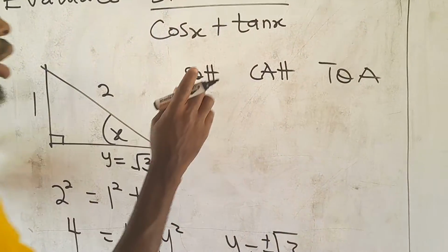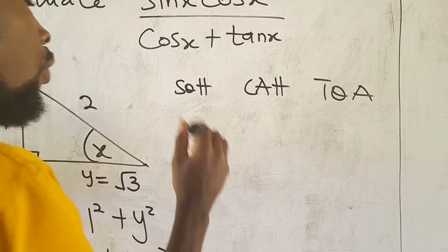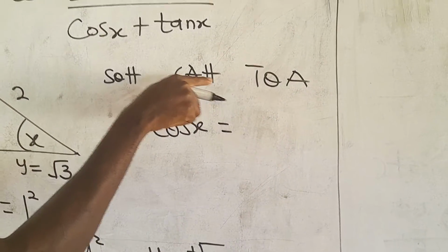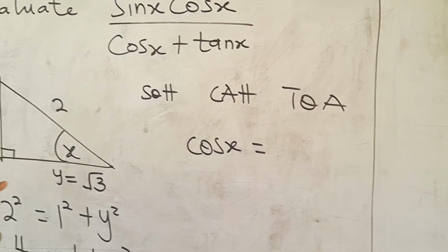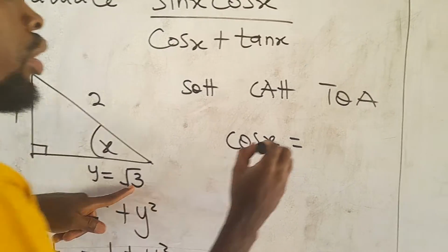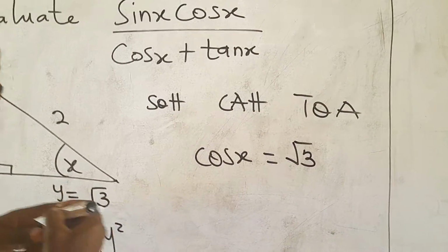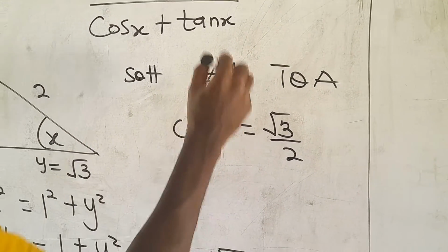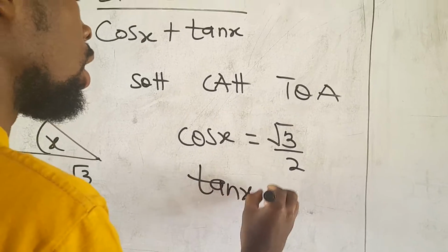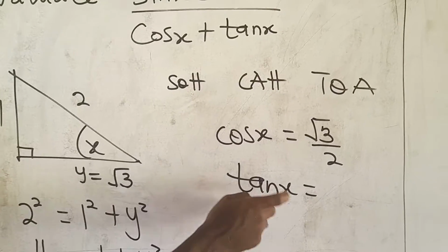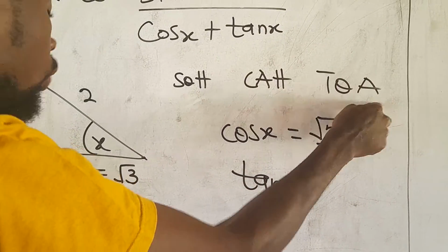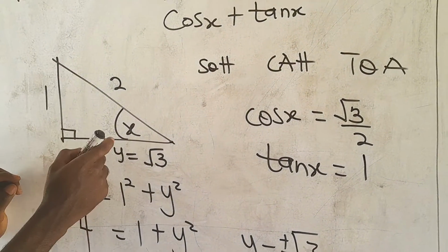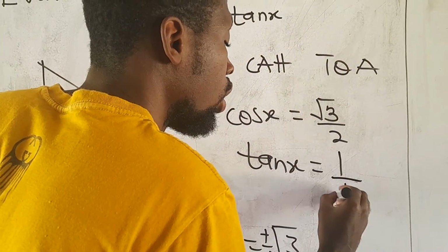So now we can find cos. We know sine, we can find cos. So our cos x will be equal to, remember cos is adjacent over hypotenuse. What's our adjacent? Our adjacent is root 3. And what's our hypotenuse? It is 2. So root 3 over 2. And our tan x will be equal to, tan is opposite over adjacent. What's our opposite? It is 1. And our adjacent is root 3. So 1 over root 3.